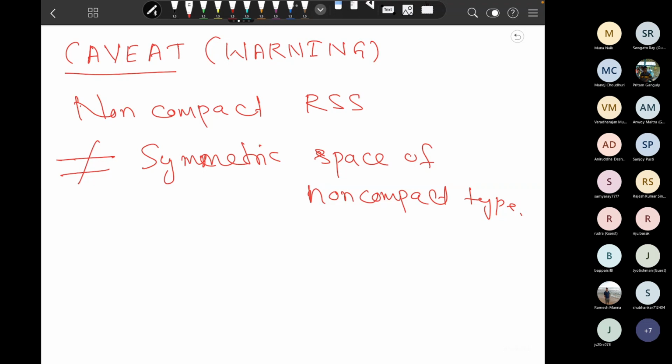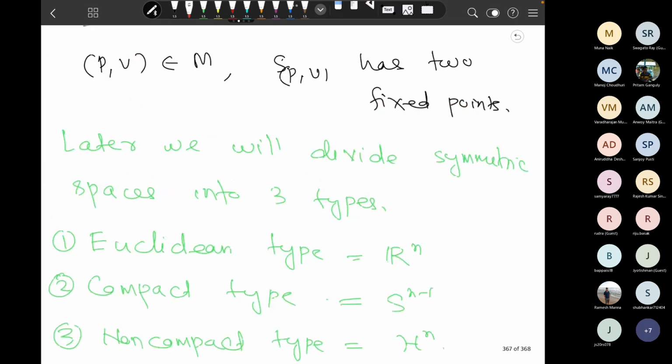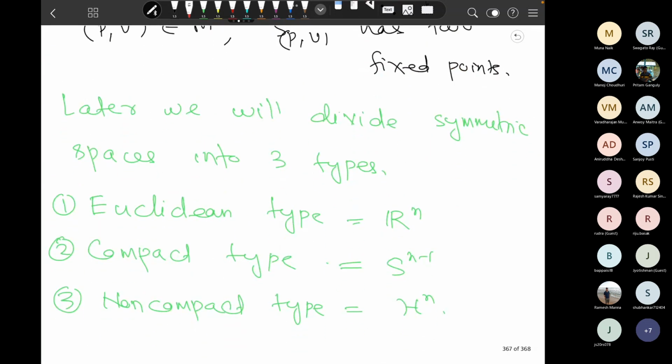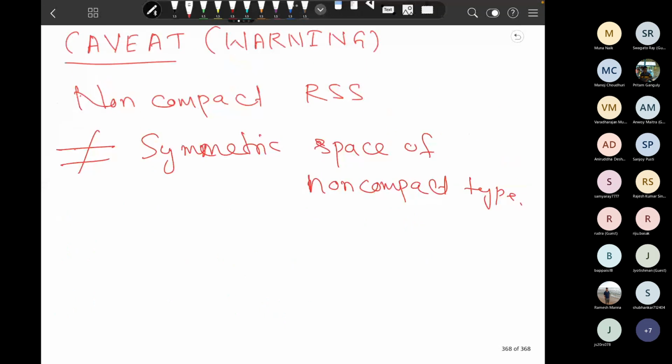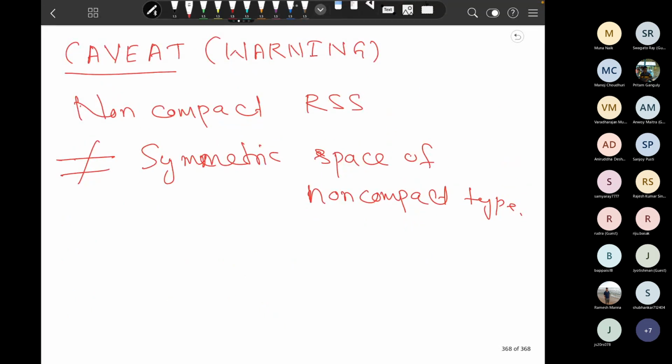So non-compact Riemannian symmetric space doesn't mean that this is equal to symmetric space of non-compact type. These are two different terminologies. For instance, Rn is a non-compact symmetric space, but it is not a symmetric space of non-compact type. And similarly, compact Riemannian symmetric space is not equal to symmetric space of compact type, but later we will prove that these are really the same. Okay.